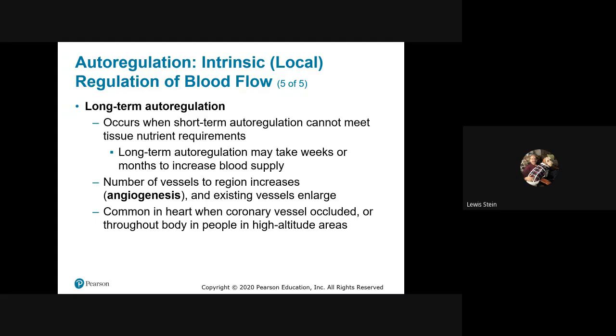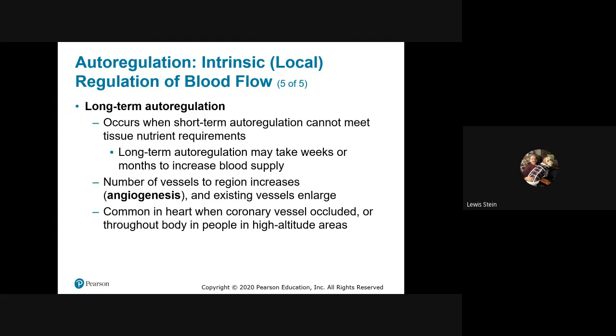Long term. This is what happens, and this is the benefit of exercise, the benefit of utilization. Long term, we build more blood vessels. That's the beauty of our body. When we're using something more, our bodies acknowledge that and create angiogenesis or neoangiogenesis. So they're building more blood vessels.